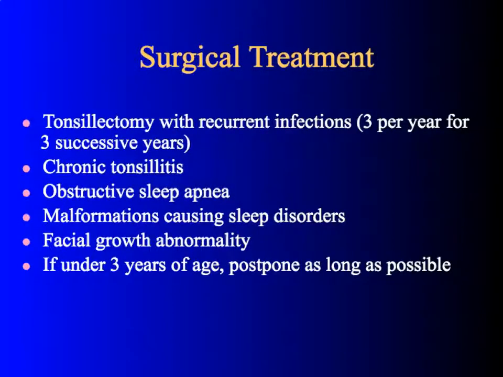Surgical treatment is considered with recurrent infections, and that would be defined as 3 per year for 3 successive years. The other times would be chronic tonsillitis, where it's occurring all the time, frequently, obstructive sleep apnea, malformations that cause sleep disorders, facial growth or abnormality. And we tend not to do tonsillectomies in children who are under 3 years of age. We try to postpone it as long as possible, because if it is performed in a child under 3 years of age, it is possible for the tonsils to grow back, and the problem would then continue.